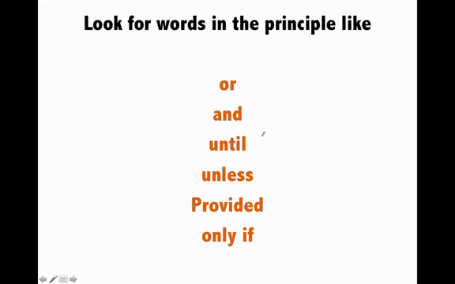In the principle itself, look for words like or, and, until, unless, provided, or only if, because these are determiners. These will determine what the principle wants to say, what situations it wants to exclude, what situations it wants to include. So these words are very important. Read the lines containing these words again if you don't understand them, or if you are having difficulty in reaching an answer.